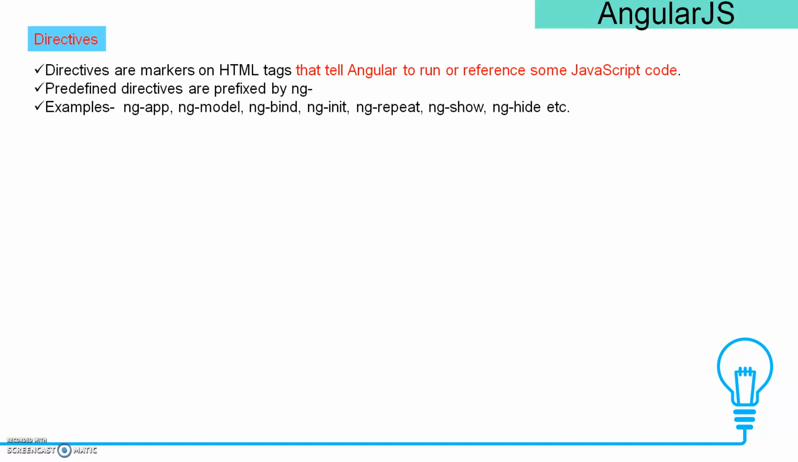Predefined directives have the prefix ng, for Angular. From that, ng is taken, ng dash, and then the type of directive. For example, ng-app, ng-model, ng-bind, ng-init, ng-repeat, ng-show, ng-hide, etc. Like that you can use the directives. ng is for predefined directives. You can prepare your own custom directives and you can give any other prefix to use them.